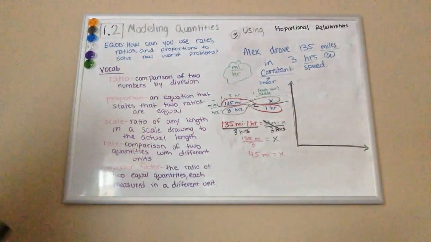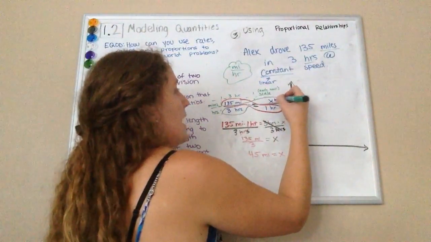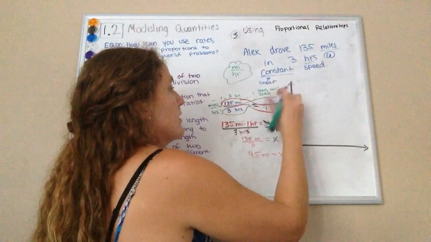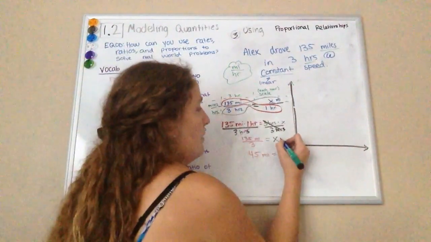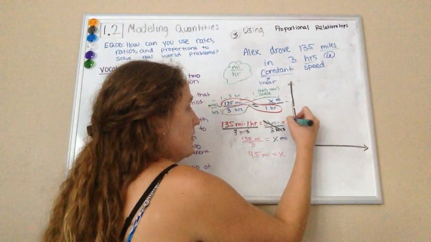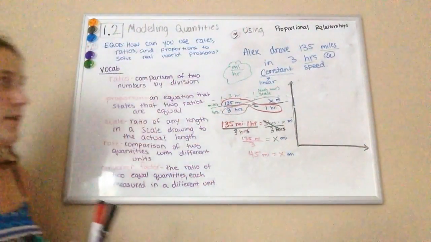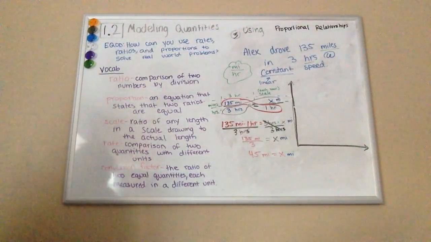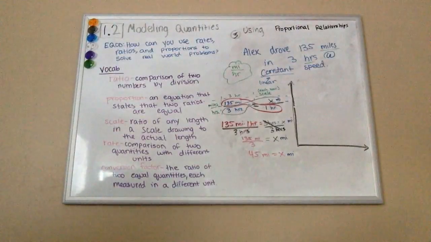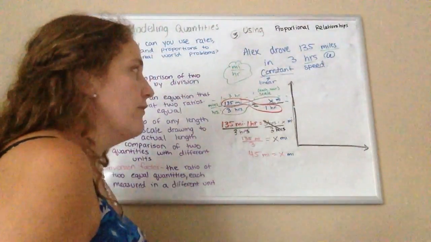Remember the unit that x was measuring was how many miles, miles was in that first row. So x was in miles. Right? So x is equal to 45 miles. So in 1 hour, Alex is driving 45 miles.